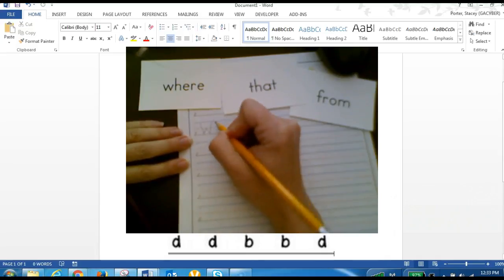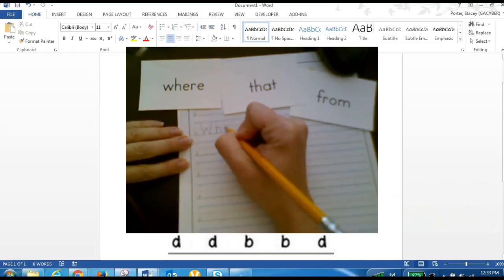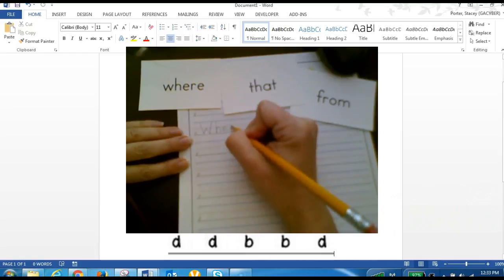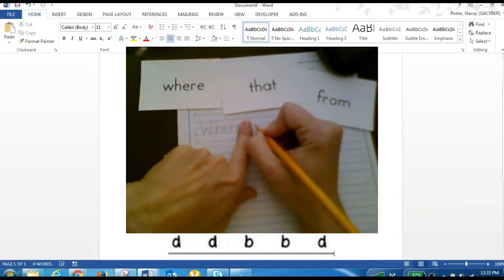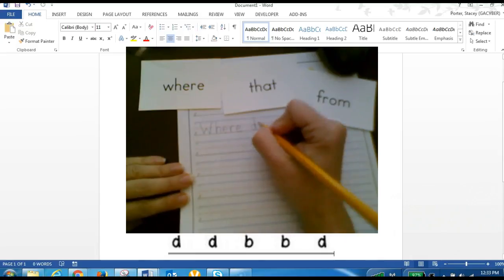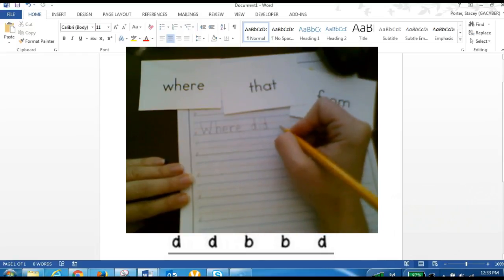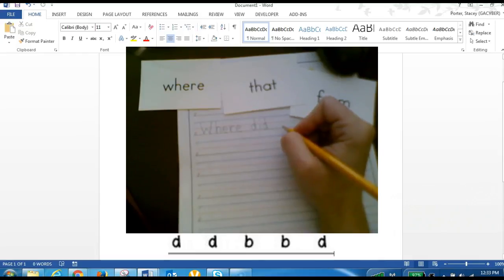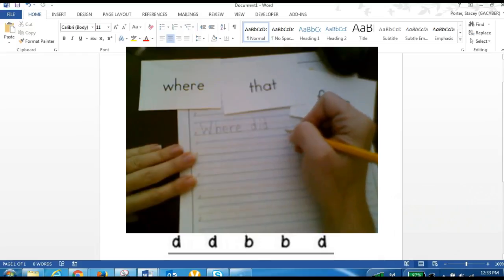Where. My finger space, did. Where did, D is different, it starts like a C. Did, I-N-D. Where did you, that's another sight word, we should know that word, but we can sound out a little bit, y, that'll give us a hint.